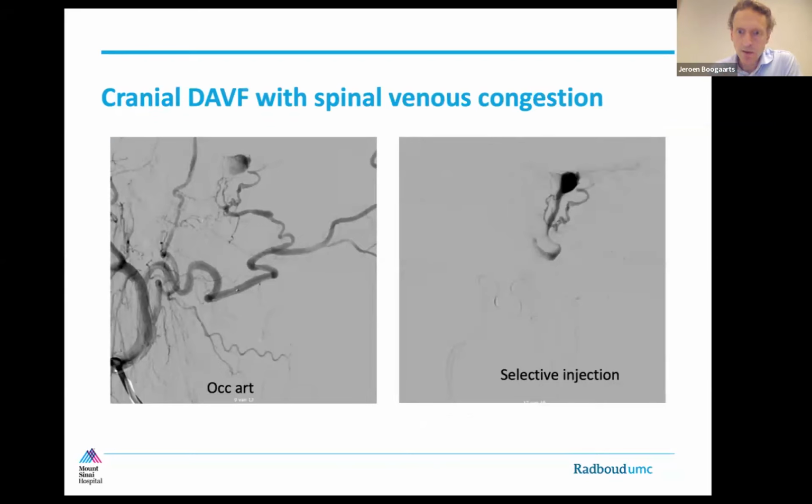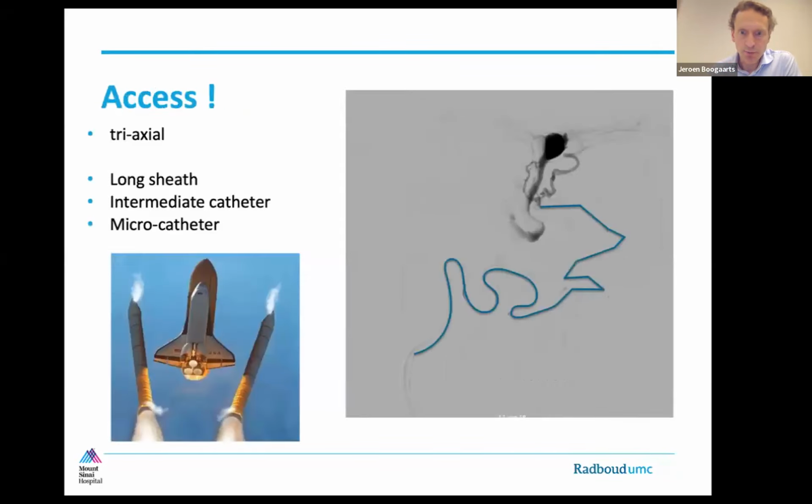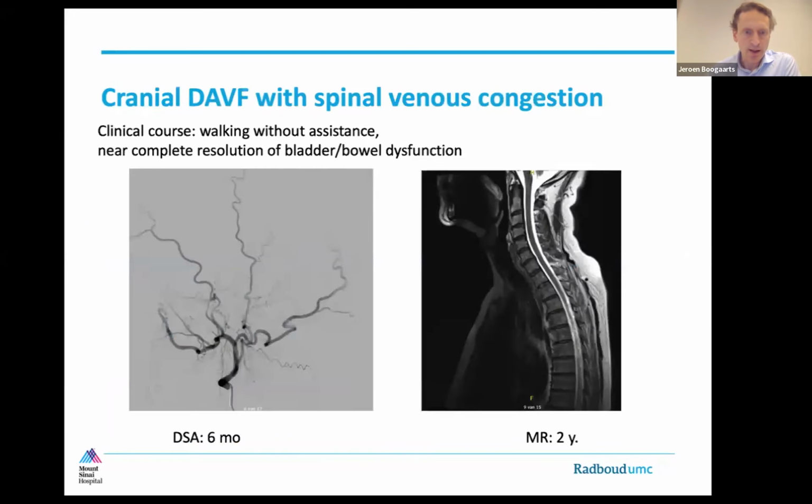So this was quite a straightforward case. The only thing was the support we needed for this case, because it's quite a long way, quite tortuous. And therefore, you need this triaxial support to have sufficient pushability of your microcatheter. So triaxial support in such a case is very important. And this is the control angiography from 6 months with resolution of the symptoms, and also resolution of the perimedullary veins.